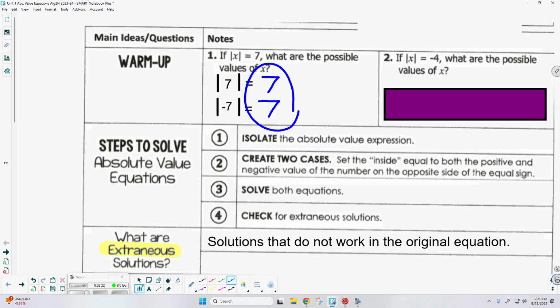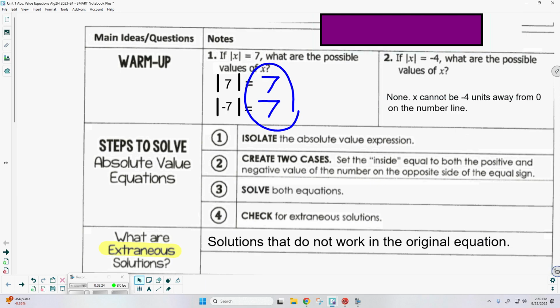Okay. All right, so that's absolutely correct. None. X cannot be negative 4 units away from 0 on the number line. So if you're ever solving an equation where you have an absolute value equal to a negative number, you can stop right there. There is no solution. It is not going to happen.